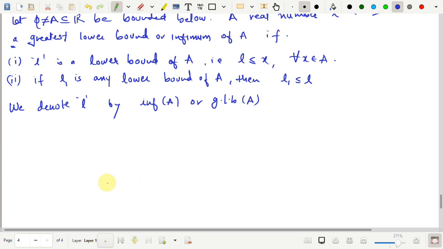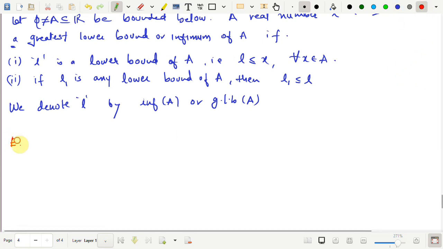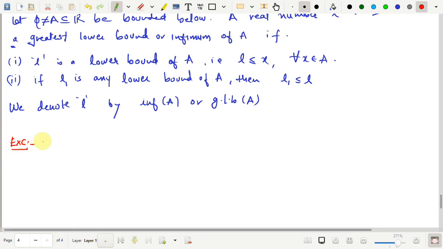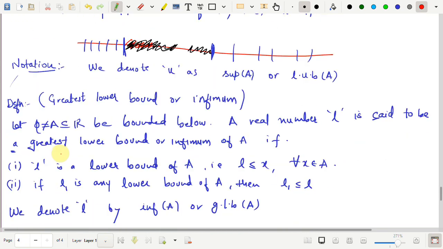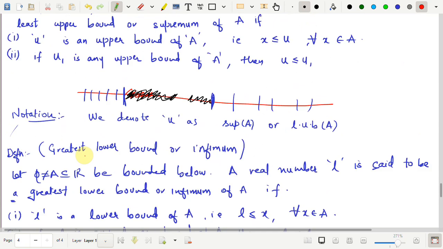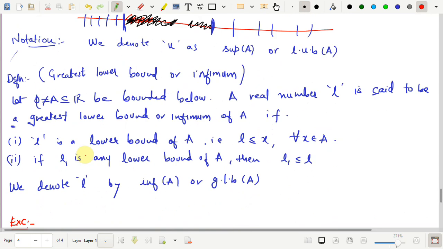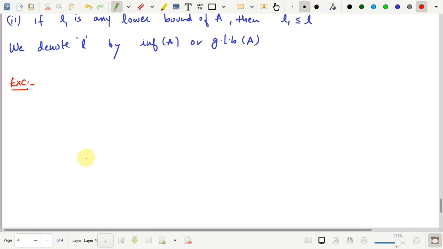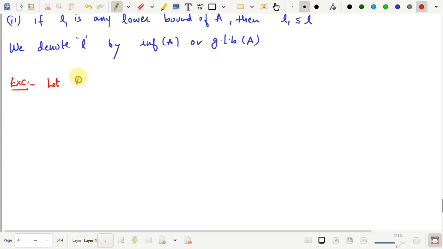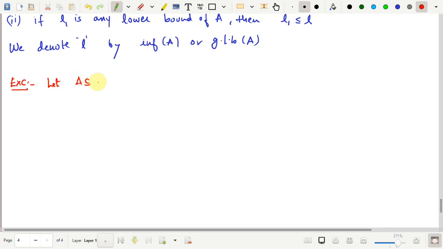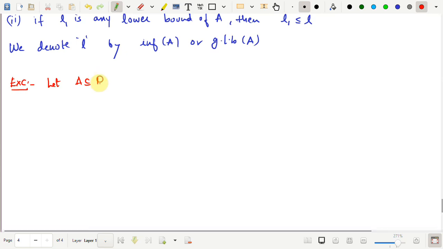Okay. Now, the very first exercise we have over here is that one thing you have already observed, the geometrical interpretation of this greatest lower bound and the least upper bound is that they are unique. So, if this thing does exist, then they are unique. Okay. So, I will prove this for the upper bound. In a similar way, you can prove it for the lower bound.